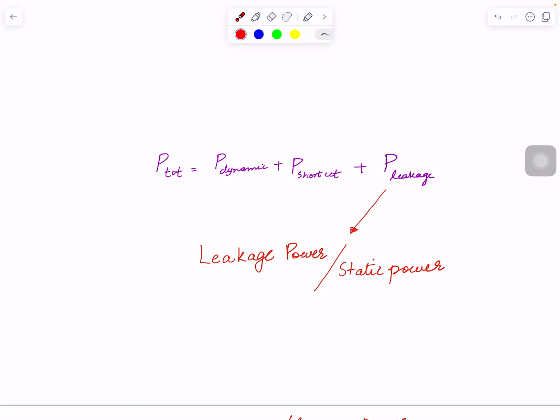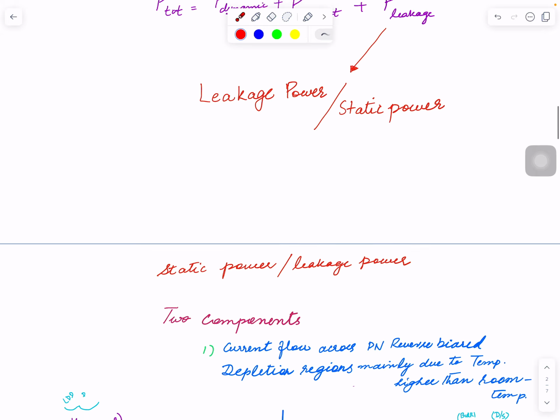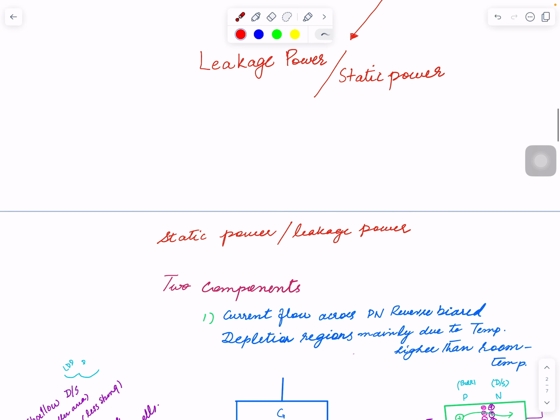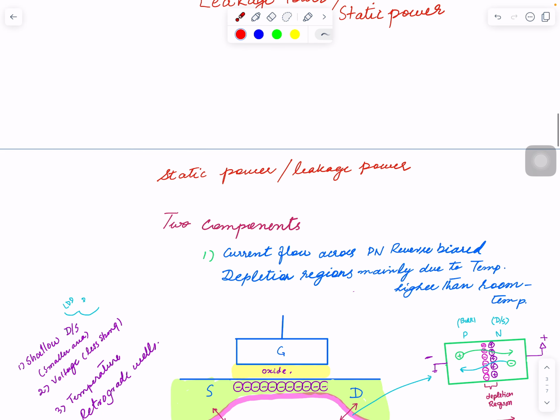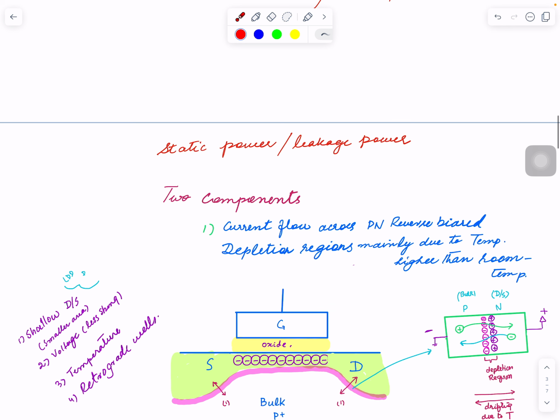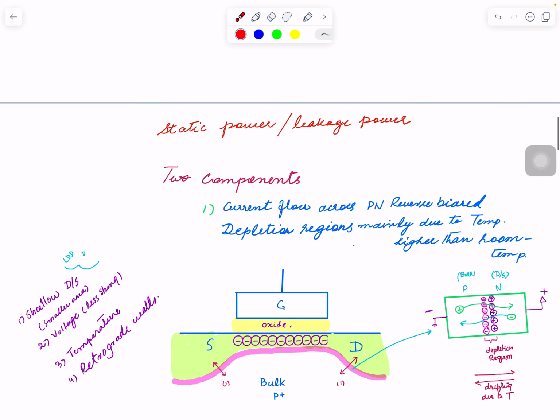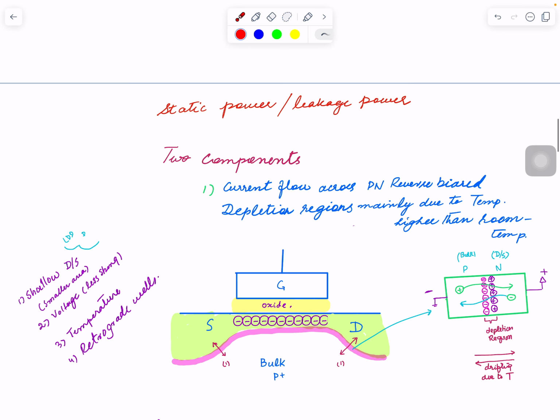So what is leakage power? You might have heard that this is a very significant part of modern day power, or very important to consider. It has two further components. So let's look into the first one here. Yes, there's too much stuff on this, but follow me. I'll take you through each one of these one by one.